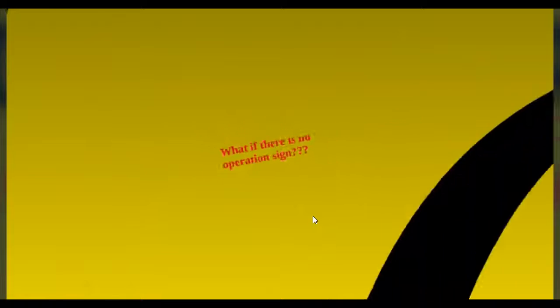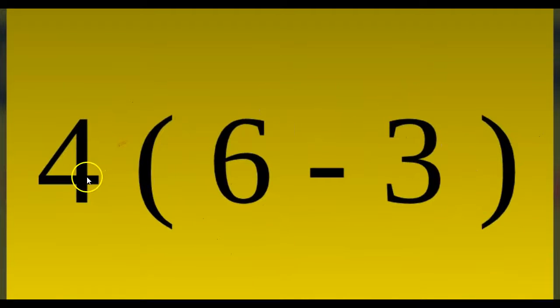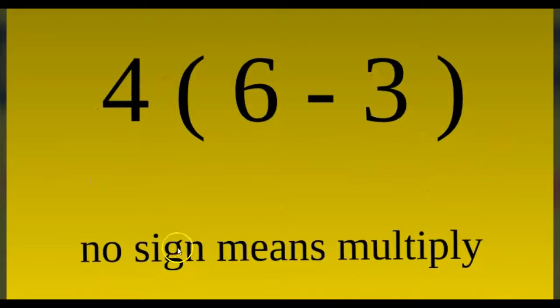What if there is no operation sign? Like 4 and then 6 minus 3. No sign means to multiply. So if there's nothing here between the parentheses and the number, that means I'm multiplying whatever number this is times whatever's in my parentheses. So I would do my parentheses first. So 6 minus 3 equals 3. Right? Now I'd have 4 times 3, which equals 12.